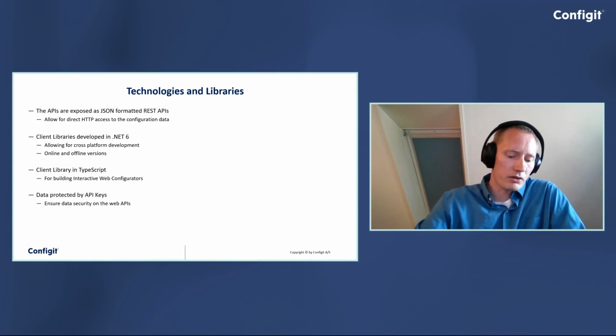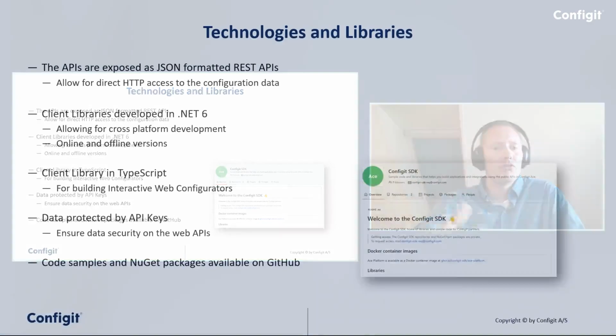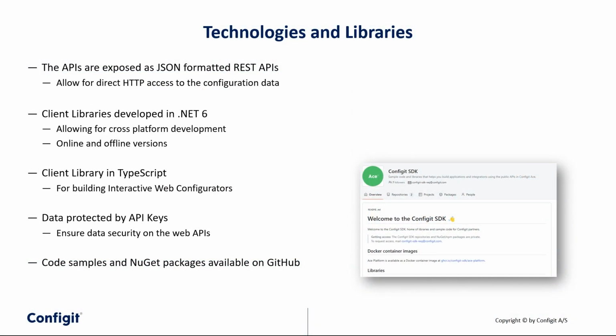And besides the documentation I talked about before, we also have a very big number of code examples, together with NuGet packages for our client libraries and so on, which is available on GitHub in our Configit SDK. And that's something that every customer and partner can get access to, thereby helping them build configurators.